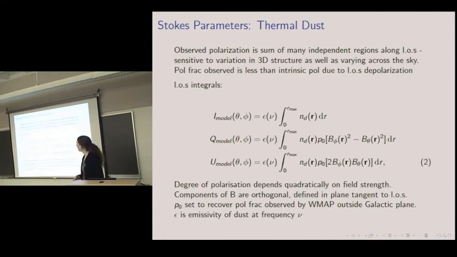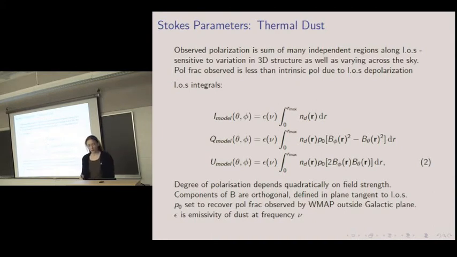For the thermal dust emission, the observed polarization that we measure is the sum of many independent regions along each line of sight. So it includes variation in all the 3D structure along the line of sight, as well as varying across the sky. So the polarization fraction that we observe is less than the intrinsic polarization fraction at emission due to depolarization along the lines of sight, due to the variation in the magnetic field direction.